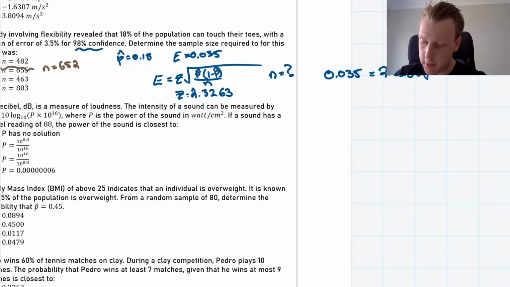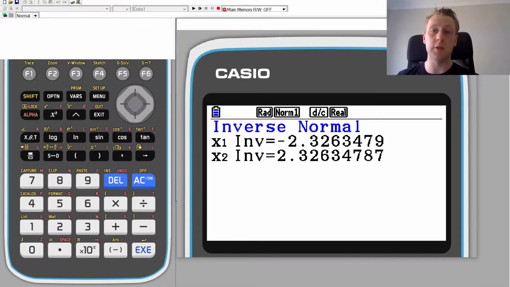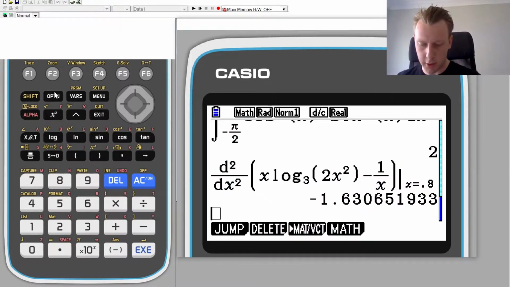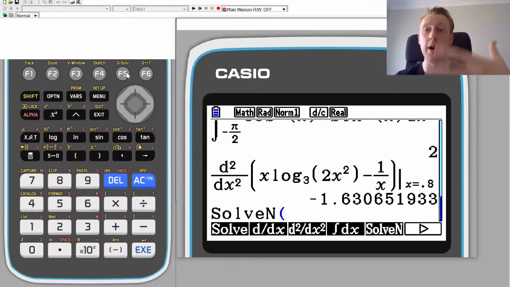That's equal to 2.3263 times the square root of 0.18 times 0.82 over n. I'm going to solve for n this way because I cannot be bothered to try and solve that by hand, because I have a graphics calculator that's going to do a whole bunch of solving equations for me. So I go into my run matrix, options, calc, solve n, which is like numerically solving the equation, and I just put in my equation.